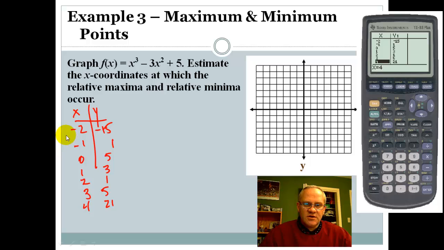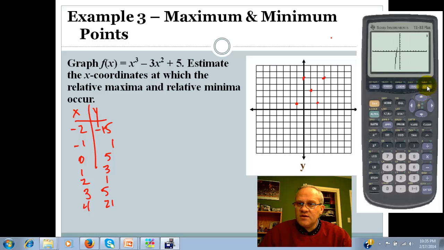Okay, so let's put these in here. -2, -15 is going to be way down here somewhere. And then you've got -1, 1. 0, 5. 1, 3. 2, 1. 3, 5. And then 4, 21 is going to be way up here somewhere. Okay, so I think you can see how that should look. Let's hit the graph button here to check it out. And that's pretty much what our graph should look like.